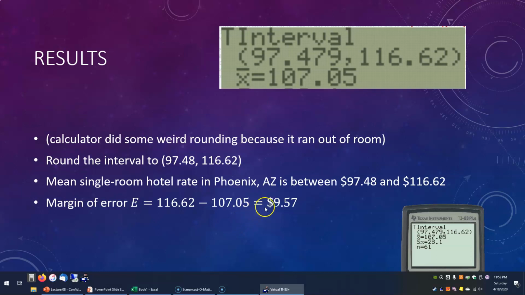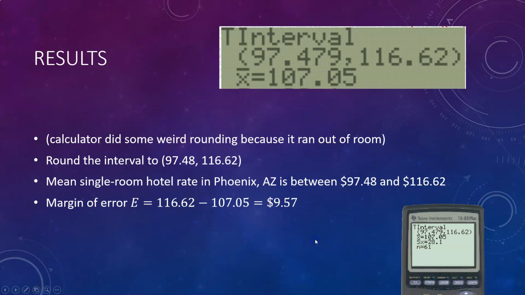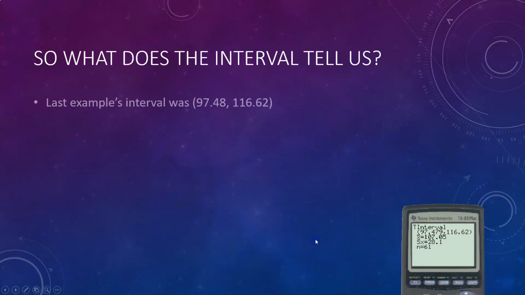That's a margin of error of $9.57. To find the margin of error, take either bound, lower or upper, and subtract the mean. Make it positive, because margin of error is always a positive number, but it's from the mean to either bound. Okay? And this is with 99% confidence.